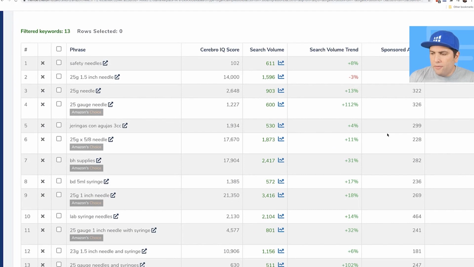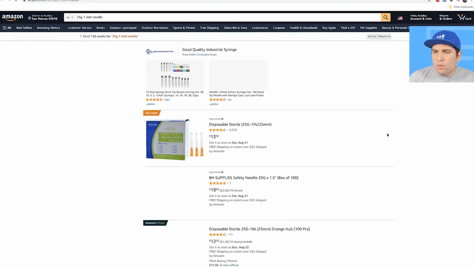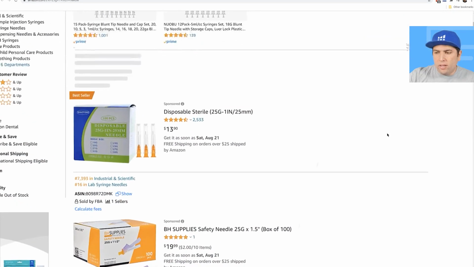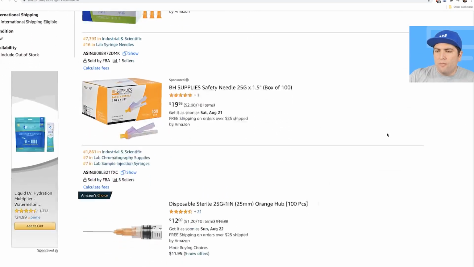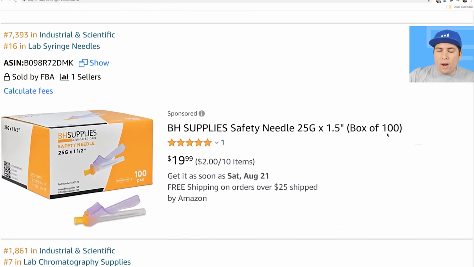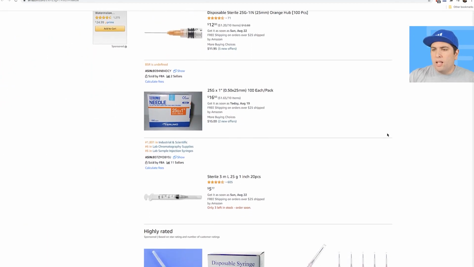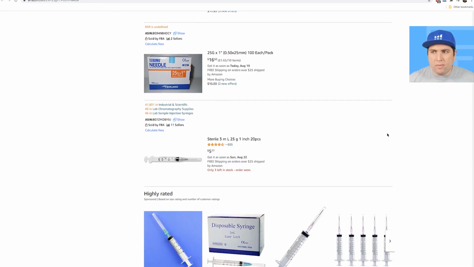Aha, okay, I could definitely see that these are probably some of the keywords. 25G 1.5 inch needle. I have no idea what these things mean, but let's just go ahead and look at one of these keywords right here. 25G 1 inch needle. All right, and take a look. We have other products that are very similar. There's our product right there in the sponsored position at number 1, and we see some other products. And this to me is promising.